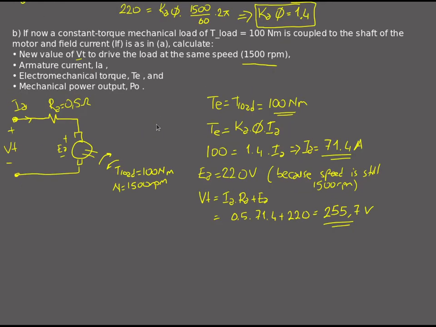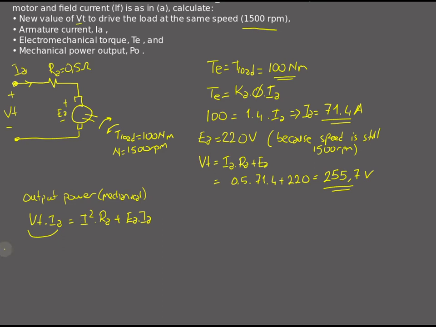So let's calculate the output power. What we know is VT times Ia is equal to Ia squared Ra plus Ea times Ia, right? In the motoring mode, this is the electrical power, this is the armature loss in the resistance, and this is the mechanical power.